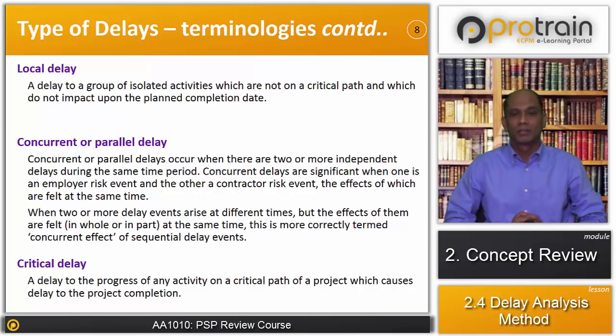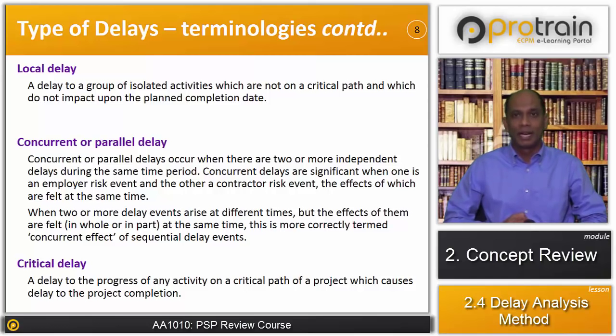Now, the other delay type is critical delay. A delay to the progress of any activity on the critical path of the project which causes delay to the project completion is called critical delay. So a delay can be a critical delay or non-critical delay. Any delay which is causing delay to the final completion date of the project is a critical delay. However, it is not always necessary that when the delay event occurred, it occurred on the critical path. It is also possible that the project has a critical path or multiple critical paths, and there are subcritical paths having float.